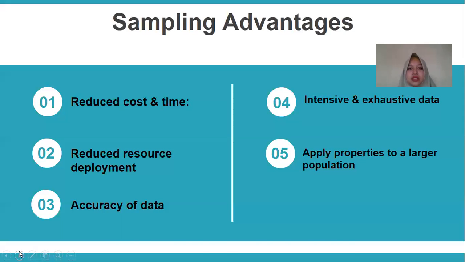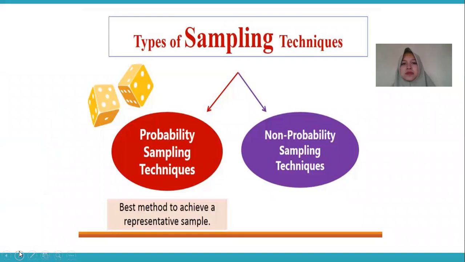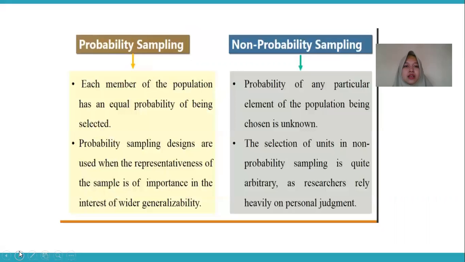And now we come to the types of sampling techniques. There are two types of sampling techniques. The first one is probability sampling techniques, and the second one is non-probability sampling techniques. Probability sampling techniques is the best method to achieve a representative sample. In probability sampling, each member of the population has an equal probability of being selected. Its designs are used when the representativeness of the sample is of importance in the interest of wider generalizability.